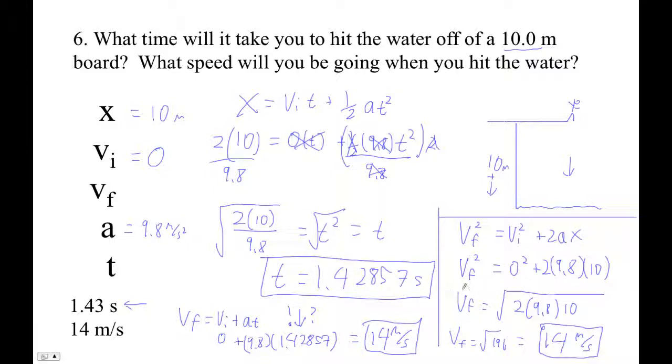Now, technically speaking, since we took the square root of a square here, this could be positive or negative 14. In this case, the negative doesn't make any sense, so we just say it's 14. So this final velocity is 14 meters per second. It's final speed, right?